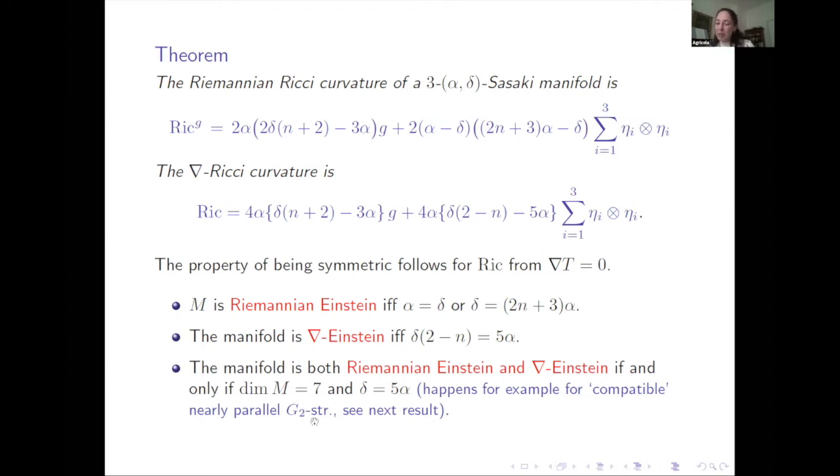So it's not surprising as well, right? Every Fifazaki manifold admits by a certain kind of deformation an associated nearly parallel G2 structure, and that's exactly the one we get here.